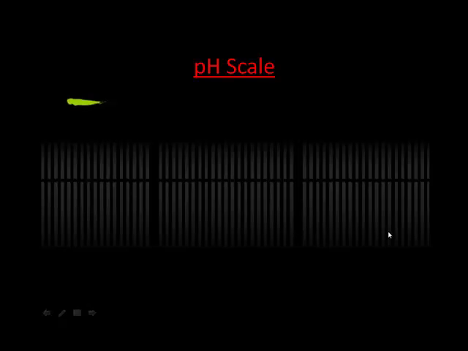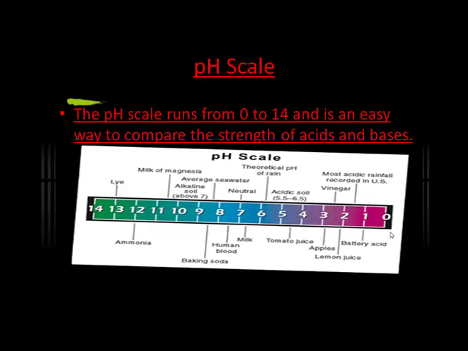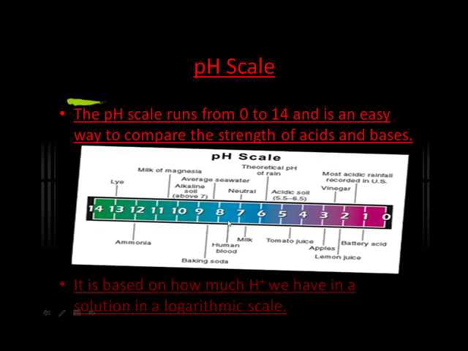The way we define something as an acid or a base is called the pH scale. The pH scale basically runs from numbers 0 to 14. It's an easy way to compare different acids and bases. The acids are on the small numbers, from 0 all the way up to 7. At 7 we hit what's called neutral, and then anything above 7 is a base. This shows us how strong an acid or a base is.